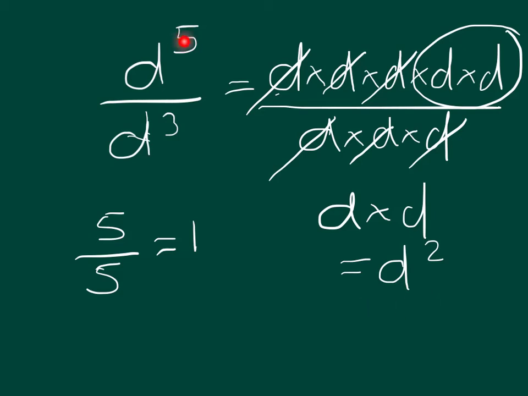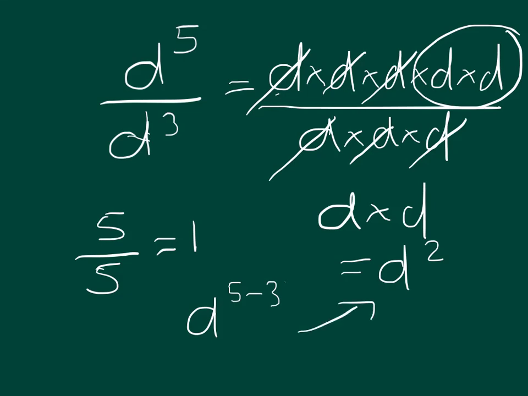But once again, we can see a connection here. Had we done a subtraction, if we're doing d to the power 5 divided by d to the 3, then we can subtract those powers or indices. So d to the 5 minus 3. D to the power 5 minus 3 will give us d squared.